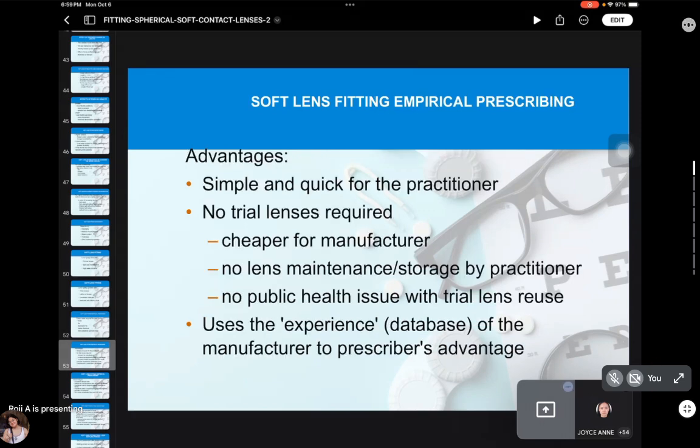As simple as that. Empirical is what you call when you're just computing things. When you say empirical, you're just calculating things without actually fitting. It's like estimation, Joyce. So you would do like 1 plus 1 is 2, 2 plus 2 is 4. 4 is already okay. That's your empirical, right? So no trial lenses required, cheaper from manufacturer, no lens maintenance, no public health issue because you just order. I think 4 is already good.